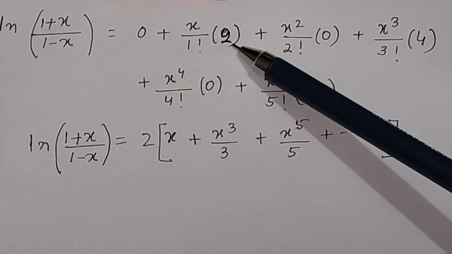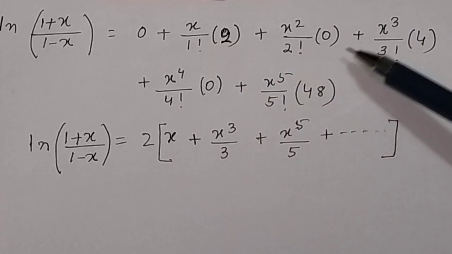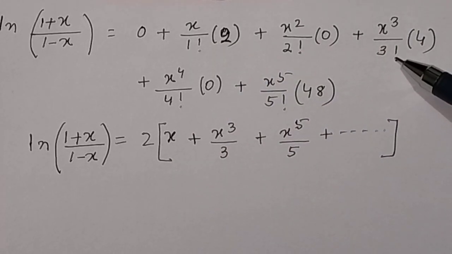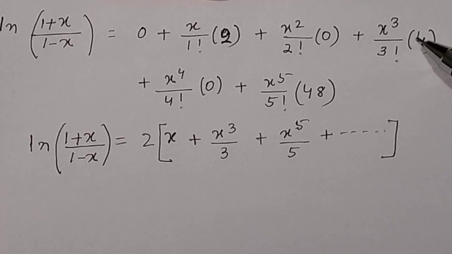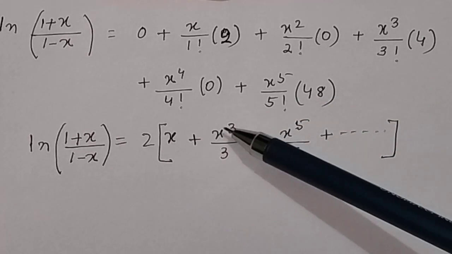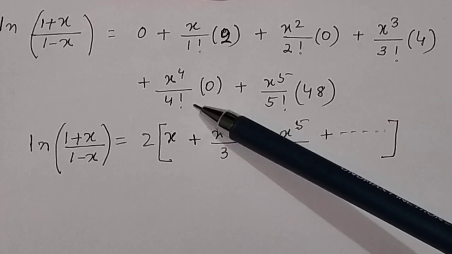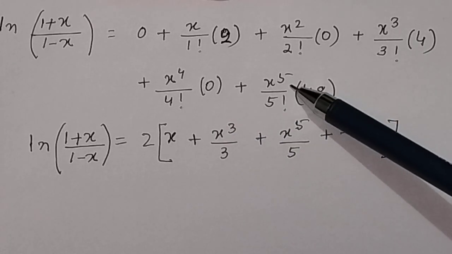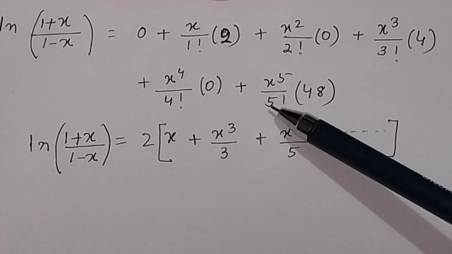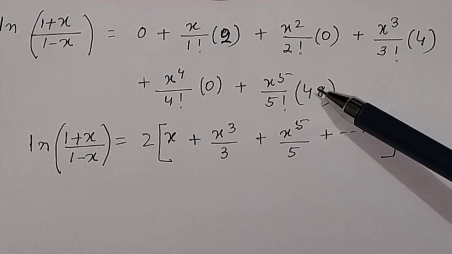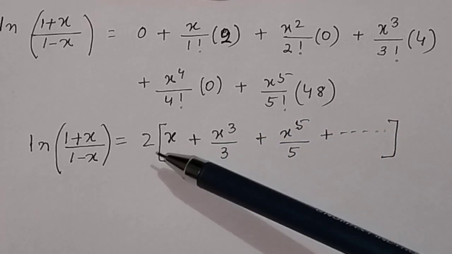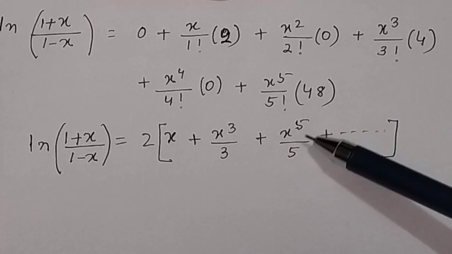So the final result, if you take 2 common, then this will be equal to x plus x cube divided by 3 into 2. Factorial 3 is 3 into 2. If you divide 4 with 2, here you have 2, and you have taken 2 common. So this term will be equal to x cube divided by 3, and this term is equal to 0, and this term will be equal to x5 divided by 5, because here you have 4 factorial. 4 factorial is 4 into 3 into 2. So 4 into 3 is 12, into 2 is 24. 24 divided by 48. If you divide 48 by 24, it will be 2, and you have taken 2 common. So in the bracket you have x5 divided by 5.